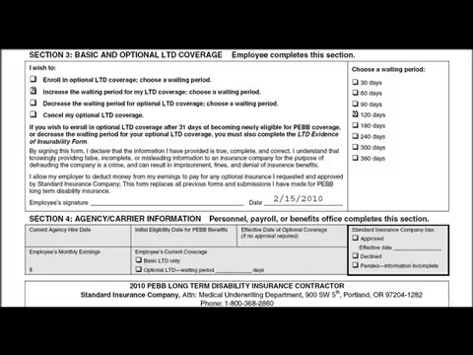If you are applying for optional coverage for the first time after your initial 31 days of becoming benefits eligible, or you're requesting to decrease your waiting period, carrier approval is required. You must submit an evidence of insurability form to the carrier.